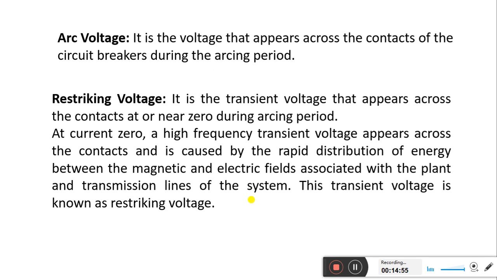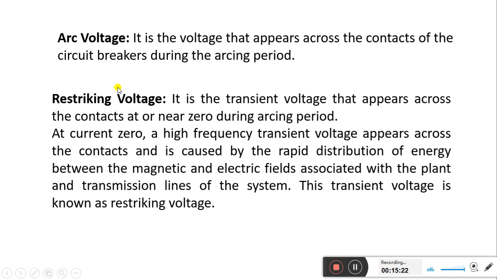It has been told what the arc voltage is: it is the voltage that appears across the contacts of the circuit breaker during the arcing period. And what is the arcing period? The arcing period is when the circuit breaker contacts try to open, and the arc is produced or developed across the circuit breaker contacts.